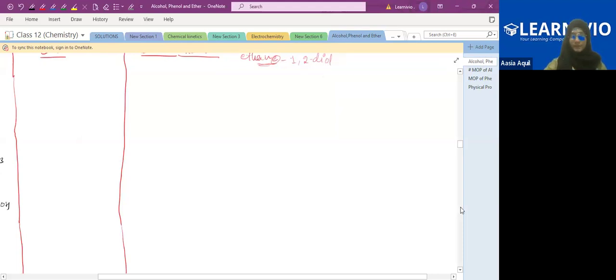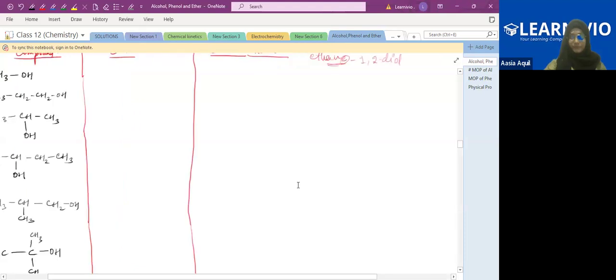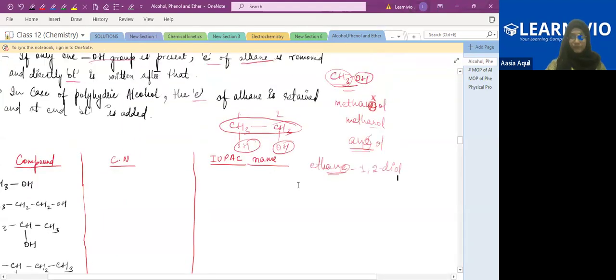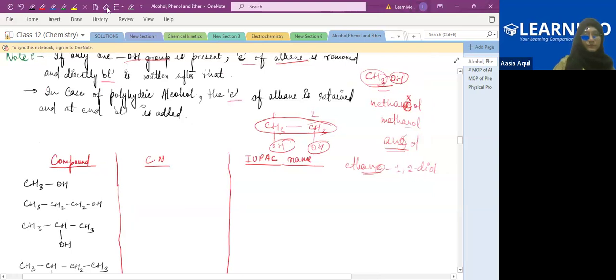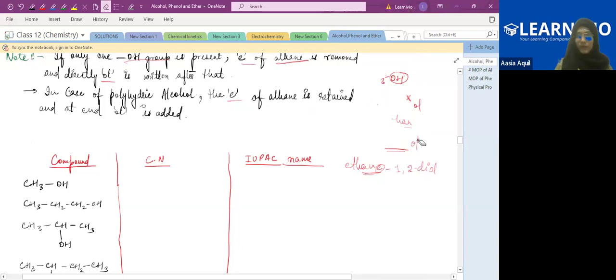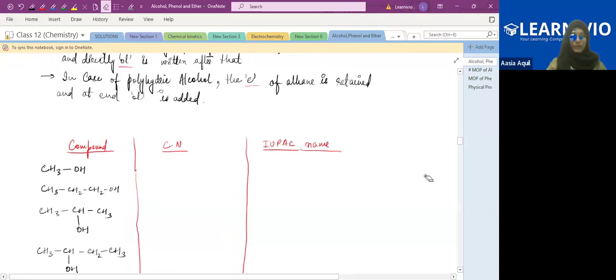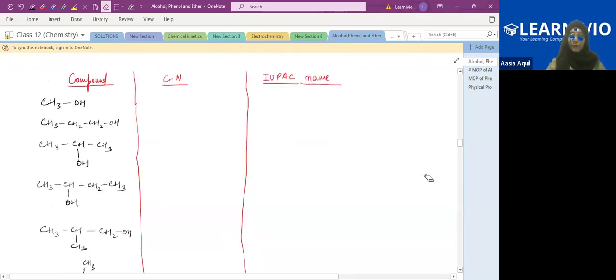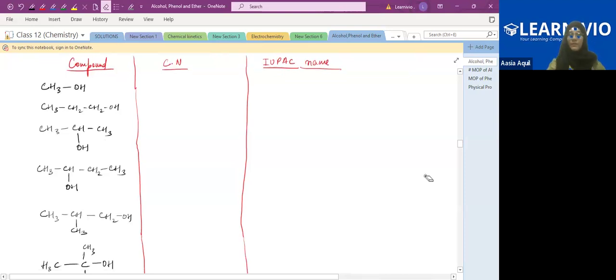Is it clear? Now you can write down the IUPAC name accordingly. See, these are the questions. For each compound, you have to write down the common name and IUPAC name both. Okay, quickly do that.